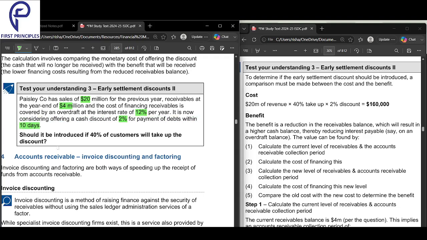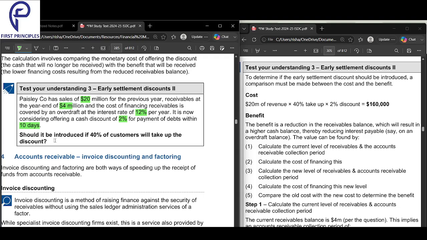So first of all, you find out currently how long people are taking. Write down 4 by 20 into 365. That is 73. Currently, people are taking 73 days. You want them to pay in how many days? 10 days. So how many days are you saving? 63 days you are saving.